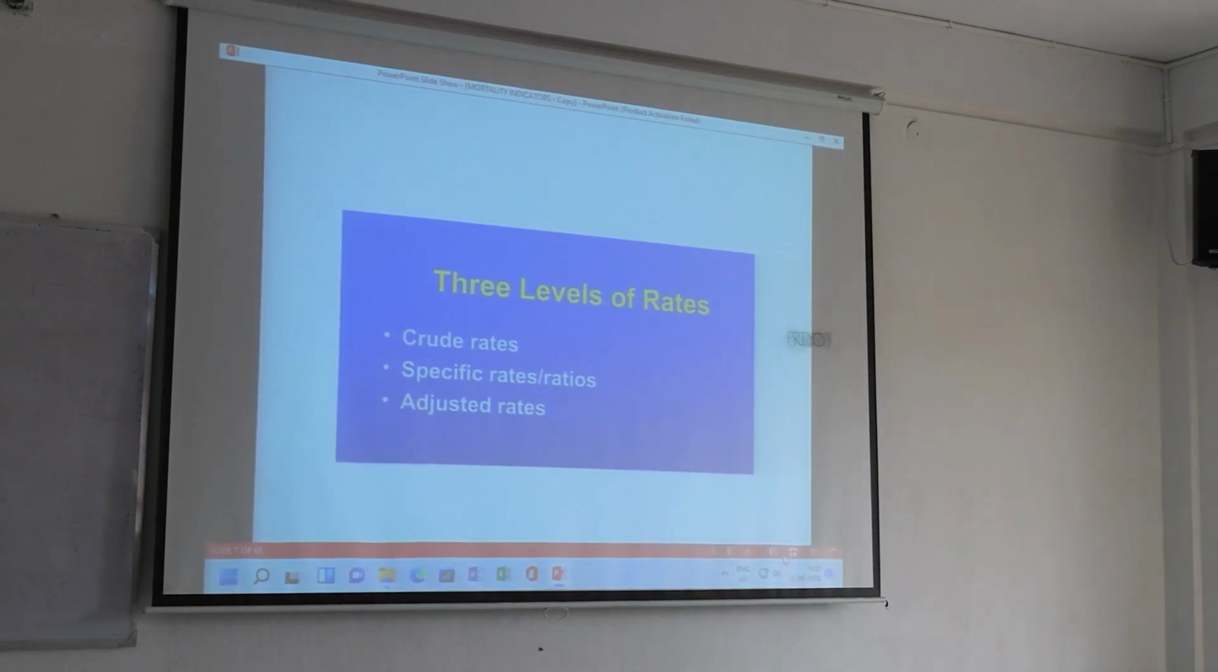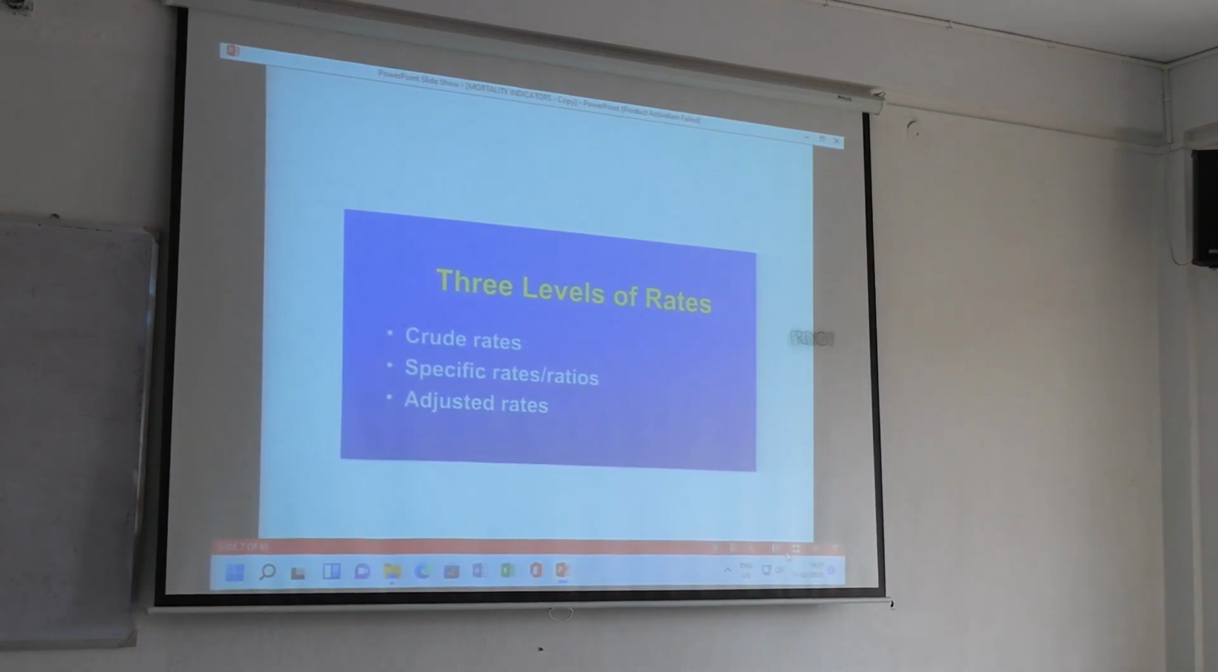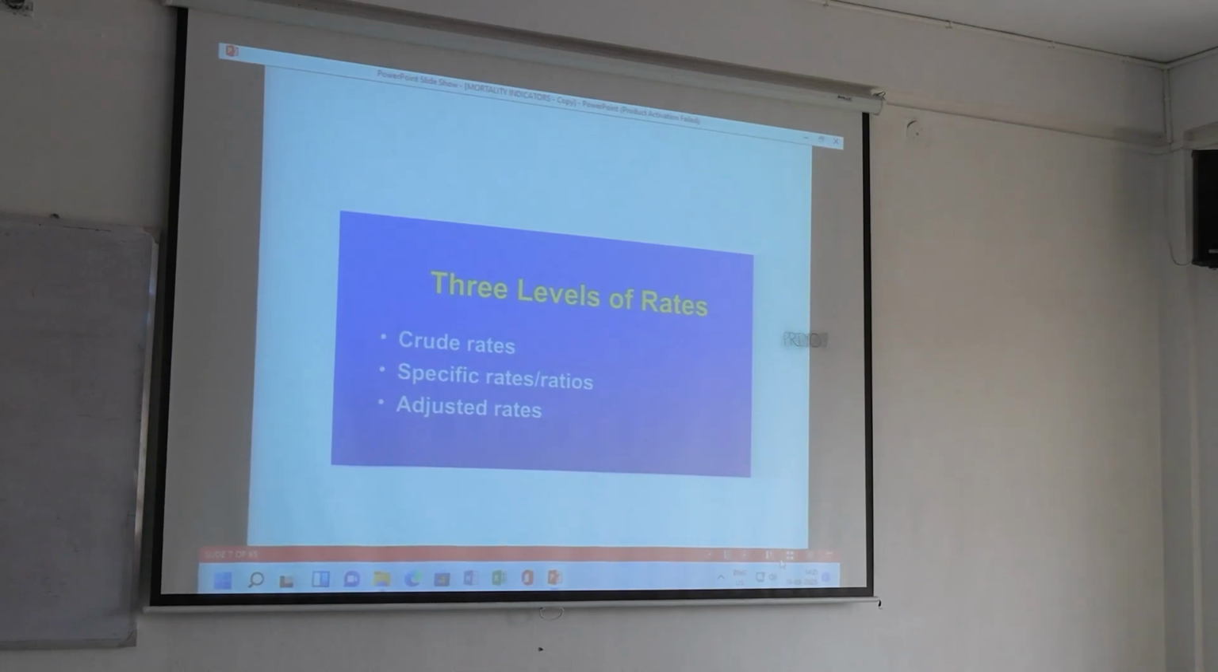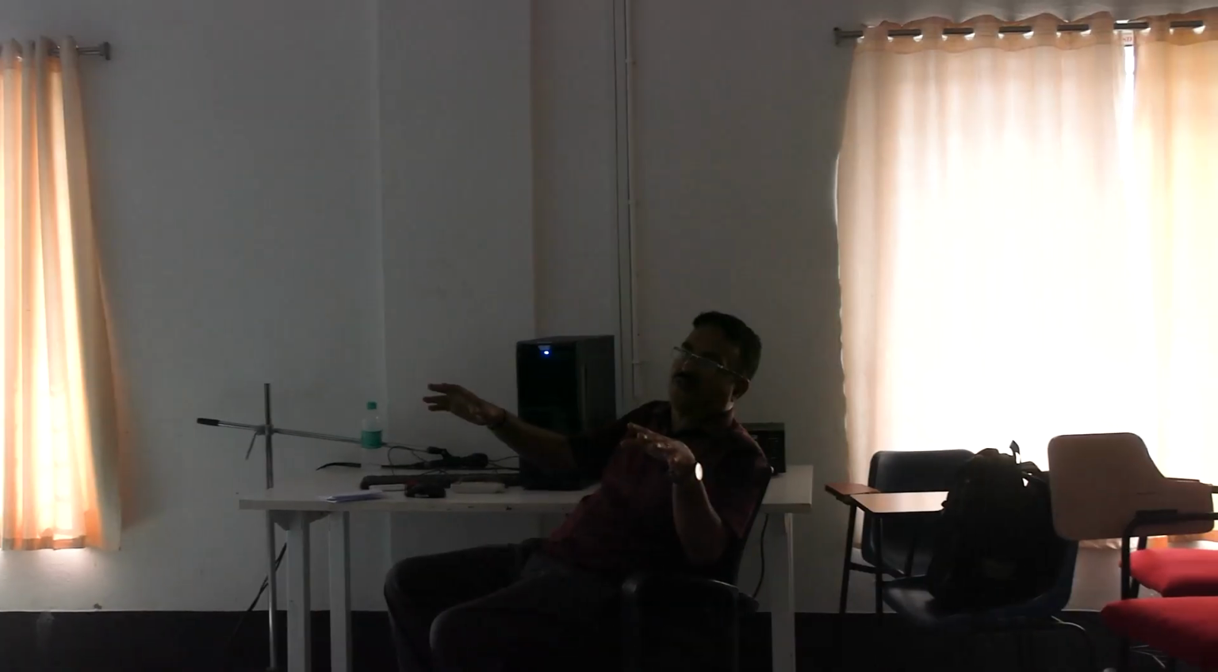Now, crude rate means just what you see on the ground. You are saying 100 people died in a village that has a population of 5,000. So that is just 100 by 5,000. But you may want a specific death rate. How many of them died due to cancer? How many died due to road traffic accidents? How many died due to some other illness, due to a cardiac problem, due to stroke? That means specific rate. Okay, and then we have what's called adjusted rate.